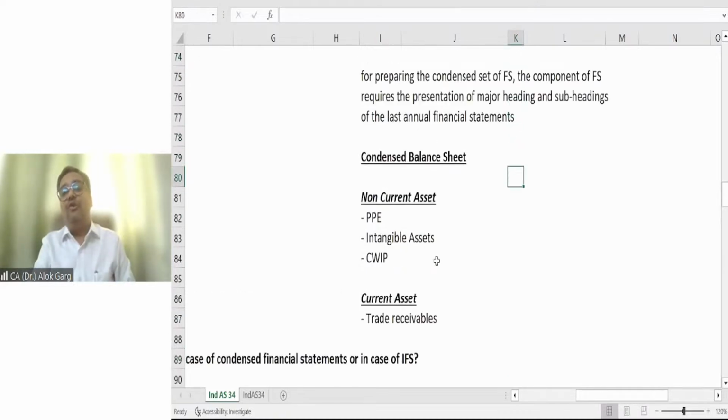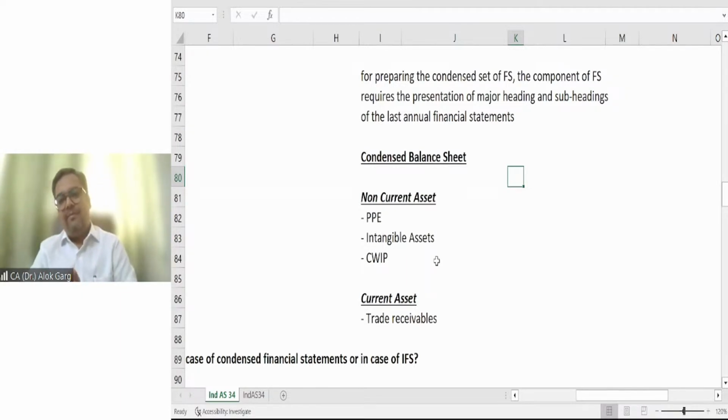Condensed statement of profit and loss also includes the major heading and subheadings of your last annual P&L. So it means your condensed P&L is as good as your detailed P&L. The only difference is that in your condensed statement of profit and loss, the detailed breakup of every line item will not come. Right? Coming to the cash flow, again, the major heading and subheading which you have used in your annual cash flow, you can just present the cash flow as a condensed cash flow in your interim financial statement.